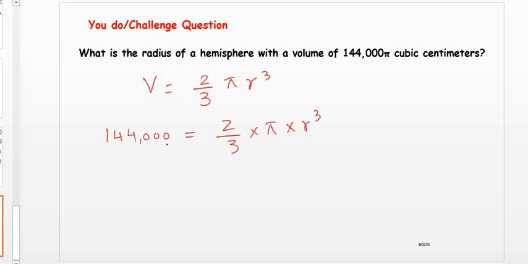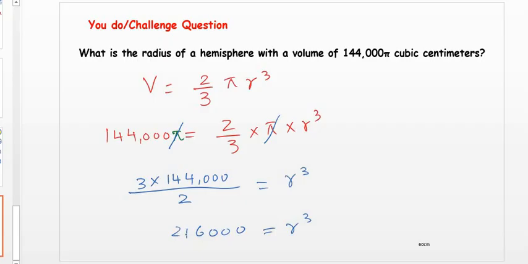What can we cancel from both sides here? Pi is given on both sides, so we can cancel this pi with this pi, and then move 2 over 3 to the other side. How will you move it? This 3 is in the denominator, so it will go in the numerator and be multiplied with this 144,000, and this 2 is in the numerator, so it will be placed in the denominator. So here you will have r cube.